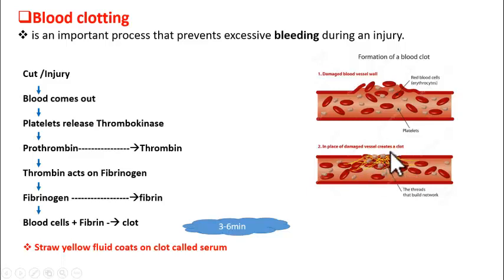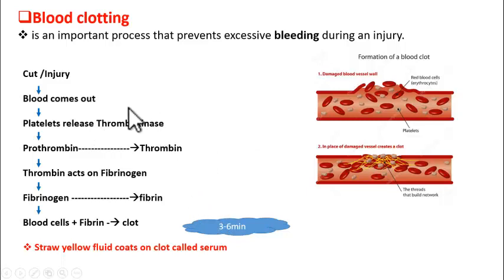Because of this mesh-like structure, the blood cells which are coming out get trapped in these threads and a clot is formed. So what is clot? Clot is nothing but blood cells plus fibrin. Got it, students? So this is clot. And this is the process of clotting. I hope you understood. Very simple.